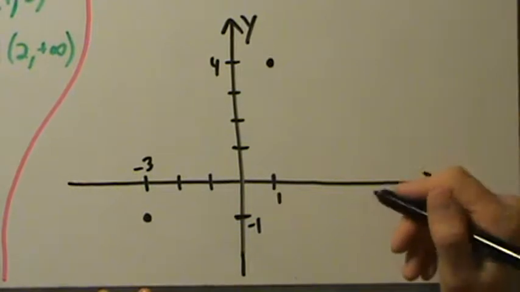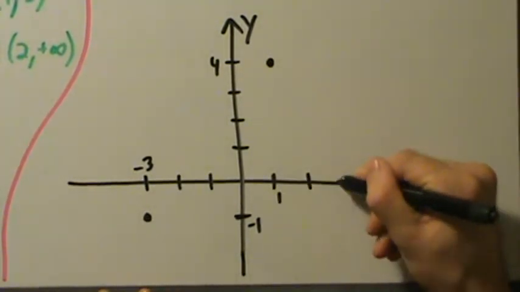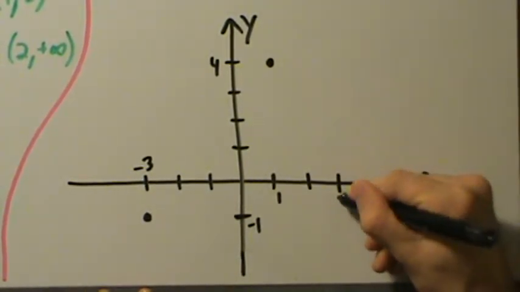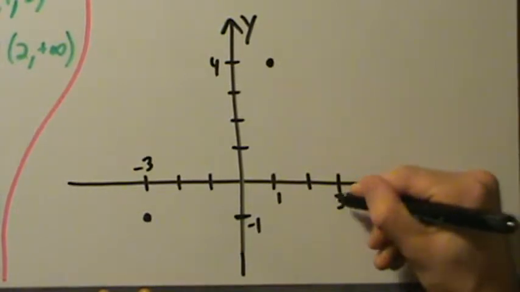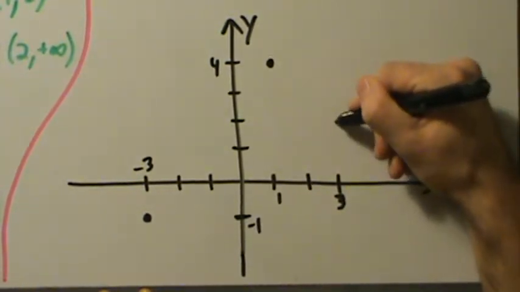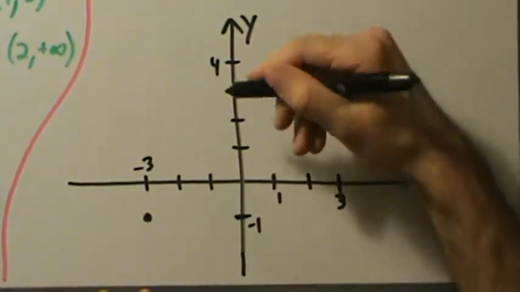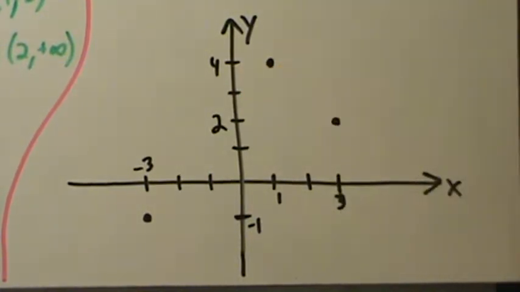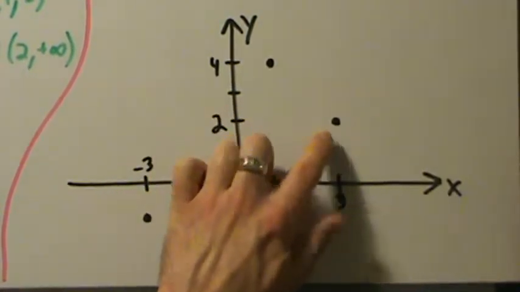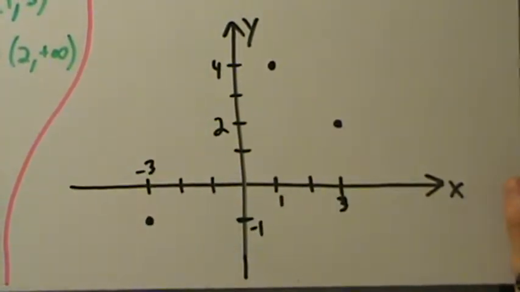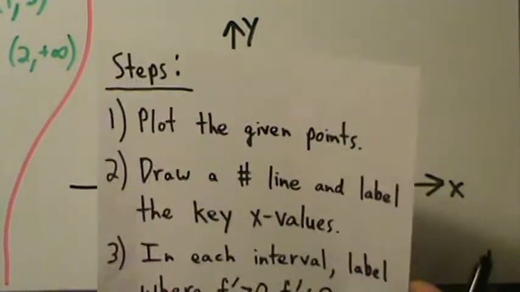And then 3, comma, 2, so 1, 2, 3. And then 2, luckily, is already labeled. That's a little less painful. So here's 3, comma, 2. So negative 3, negative 1, 1, 4, and 3, 2. Those are the 3 points that were given. So that's it for step 1, plot the given points.